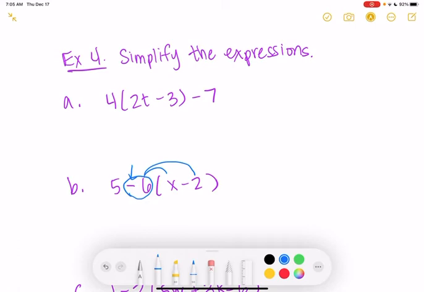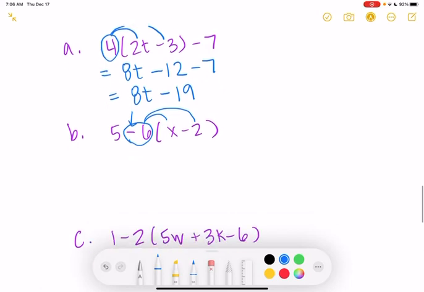Okay, so we have this whole 4. I'm going to grab the whole thing just so you see. 4 times 2t would give me 8t. And 4 times negative 3 would be a negative 12. And then I still have that minus 7 on the end. What do you think? Am I done there? Is there anything I could do? I could do that negative 12 minus 7, right? So let's go ahead and do that just to simplify it completely. So we have an 8t, and negative 12 minus 7 is a negative 19. So our final answer is 8t minus 19.